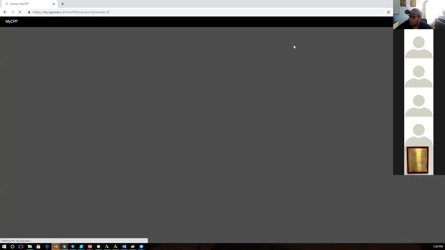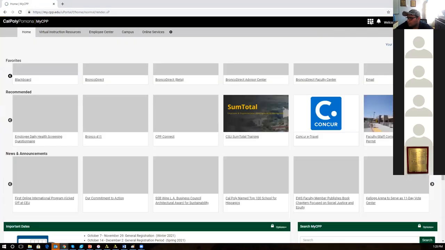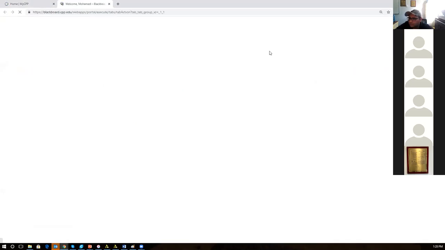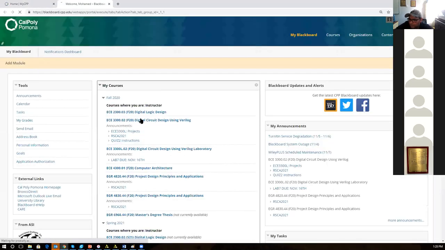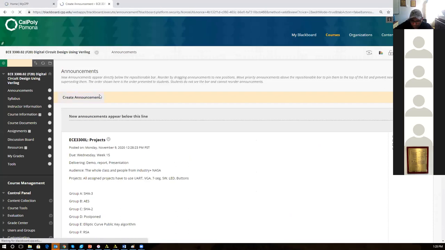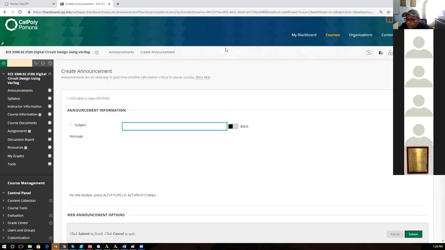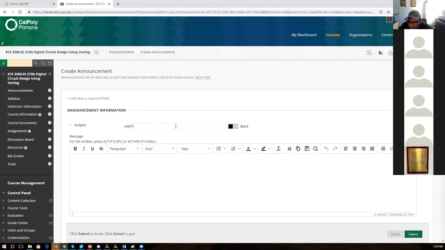And for those people who don't want to watch the recorded video, but I would recommend watching the recorded video. It's really easy. But it's 3300. I'll just say here, create announcement, and UART. UART material one. The education blog about how to use UART RX.